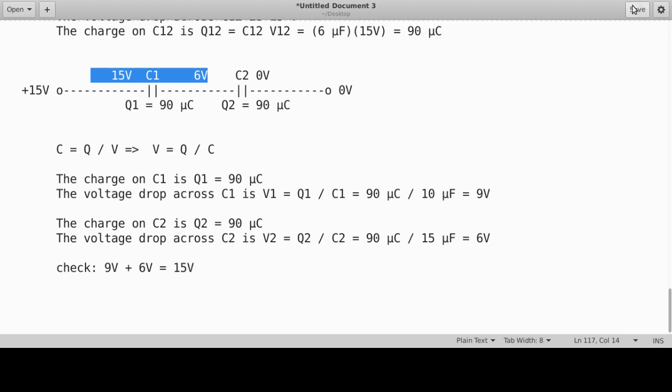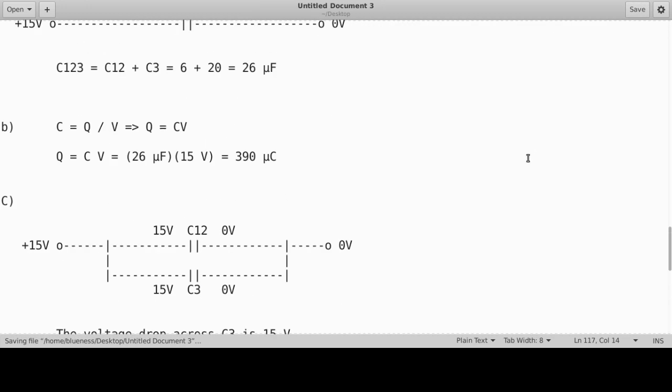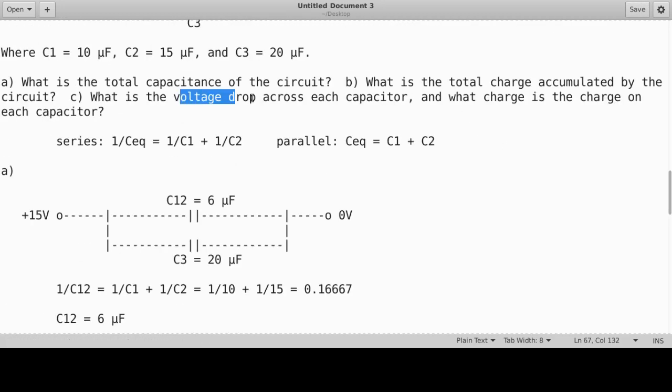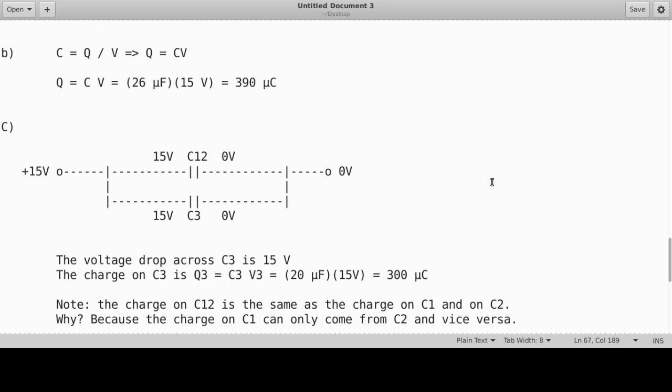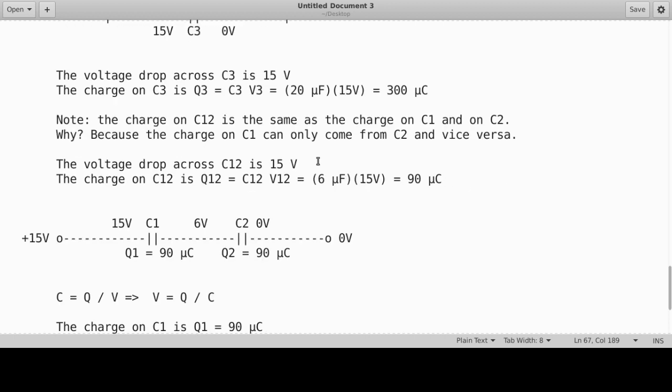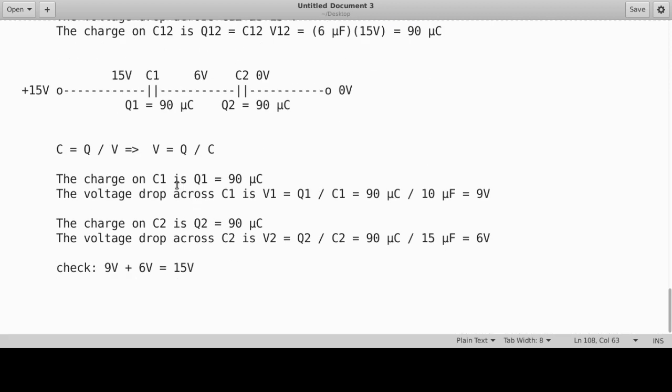And did we answer the full question? Let's see here. It said I want the voltage drop across each capacitor and the charge on each capacitor. Do we have that? Do we have the voltage drop across C3? Yep, 15 volts. And do we have the charge on C3? Yep, 300 microcoulombs. And do we have the charge on C1? Yep. And the voltage drop across C1, and same thing for C2. Could even maybe make a little chart here.